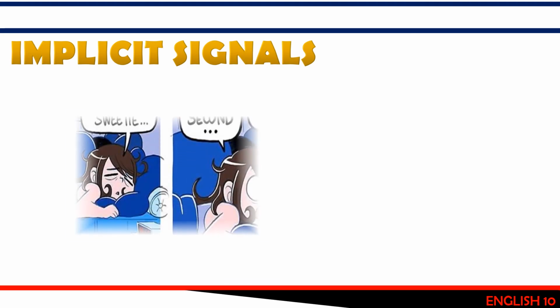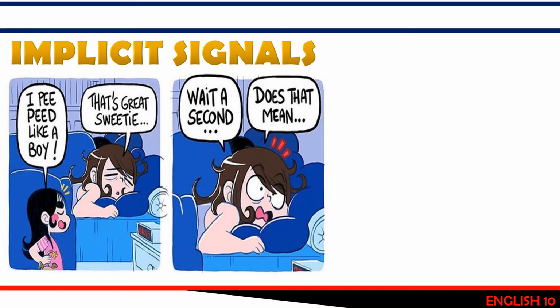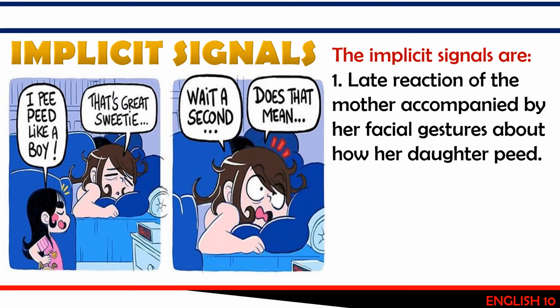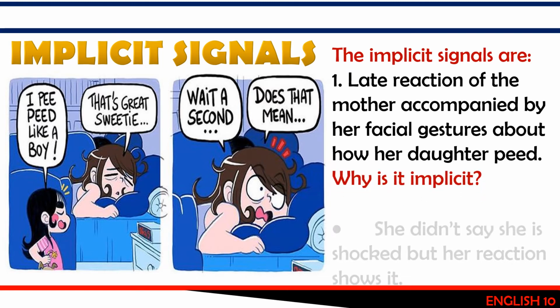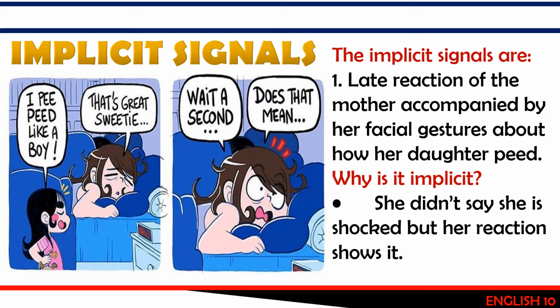So let's go back with the comic strip used a while ago. There are explicit signals used in this comic strip, and there are also implicit signals used. So let's try to analyze and let's find out what are these implicit signals used. So the implicit signals are, number one, the late reaction of the mother accompanied by her facial gestures about how her daughter peed. Why is it implicit? It is because the mother did not say it, the mother did not utter it, but it was her reaction which showed that she was shocked.